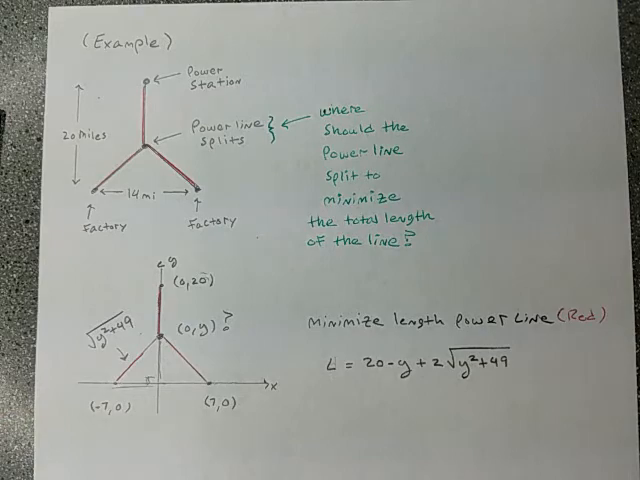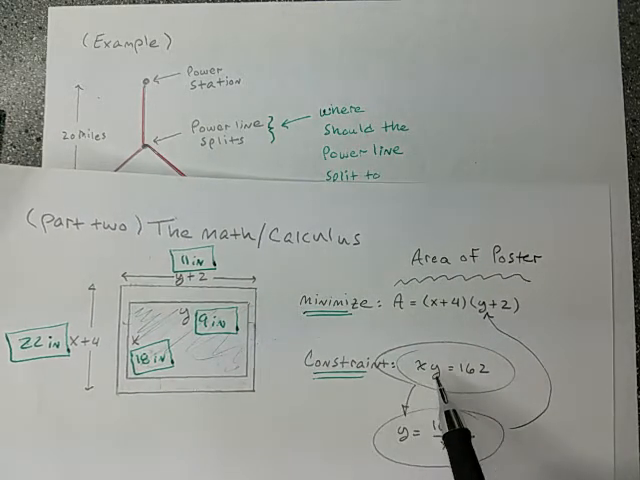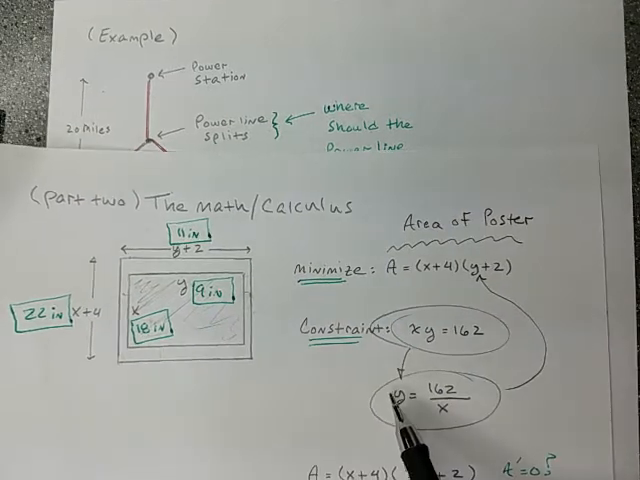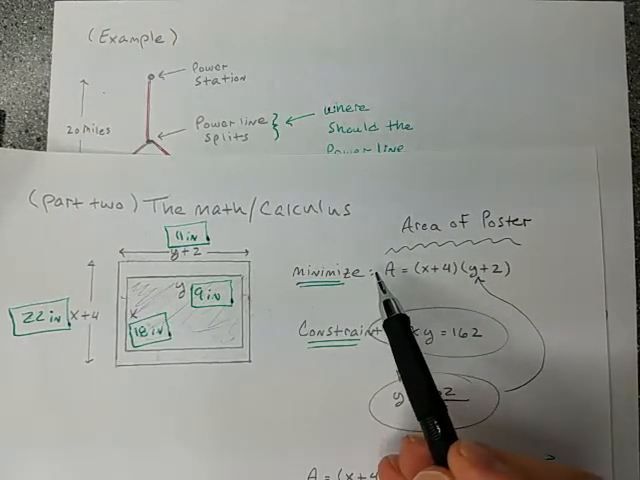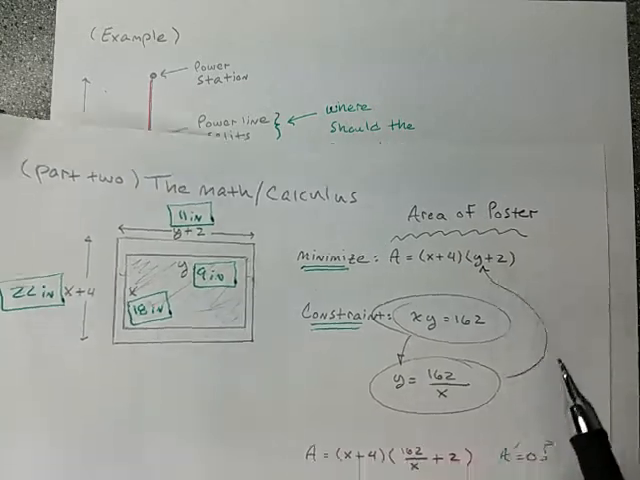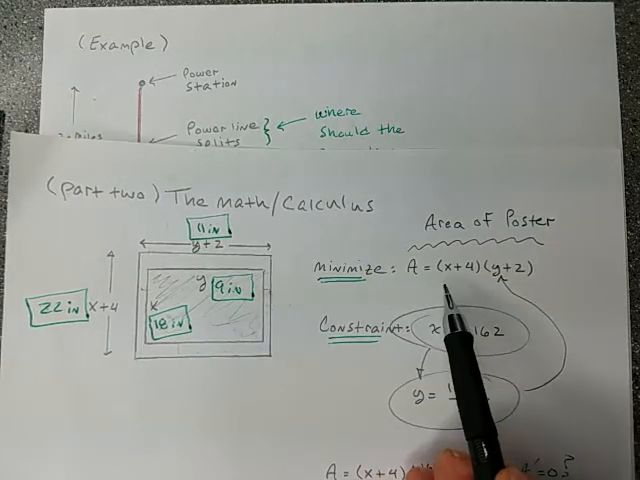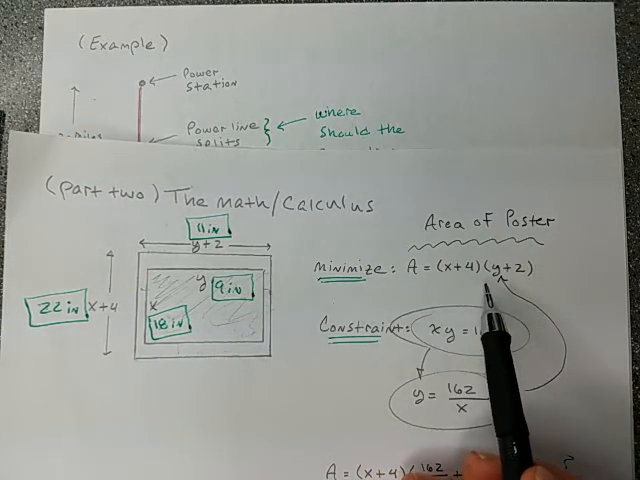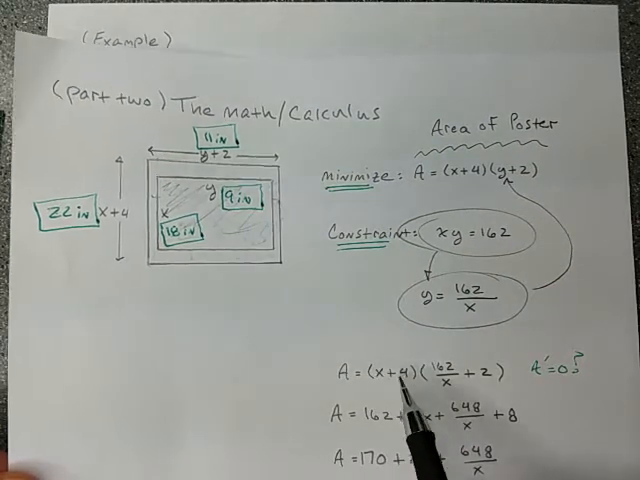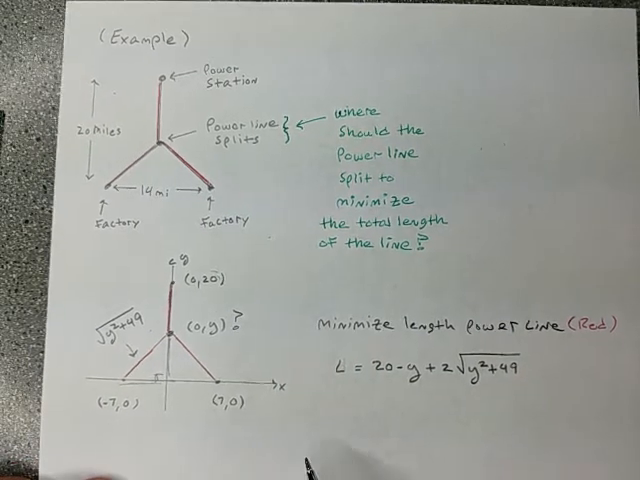Now, real quick though, in some problems I have to write the constraint separately, and then I use the constraint to substitute into what I'm minimizing or maximizing to reduce it to just one variable. Here I took my area, which I wanted to minimize. It was a function of x and y. Through the constraint, I reduced it to be just a function of x. In this problem, there's no separate constraint to write down.